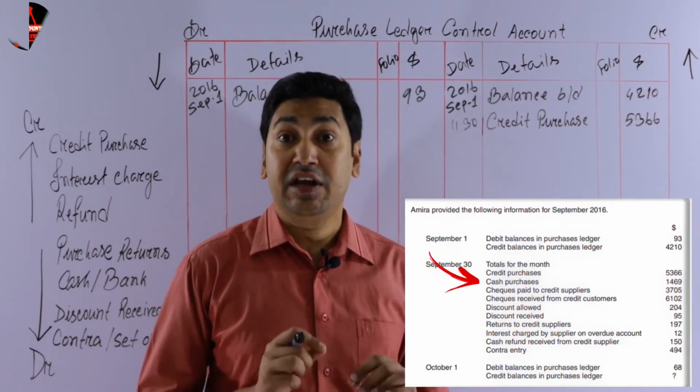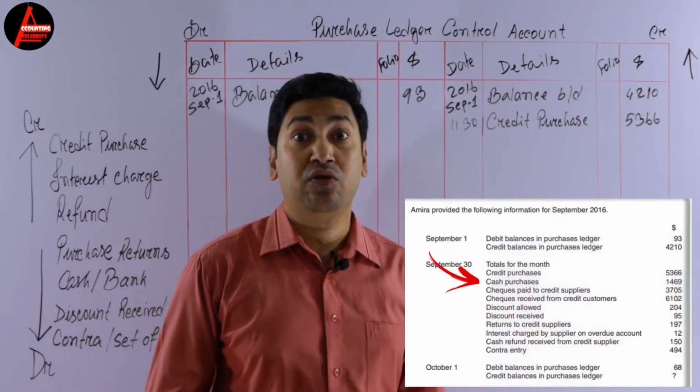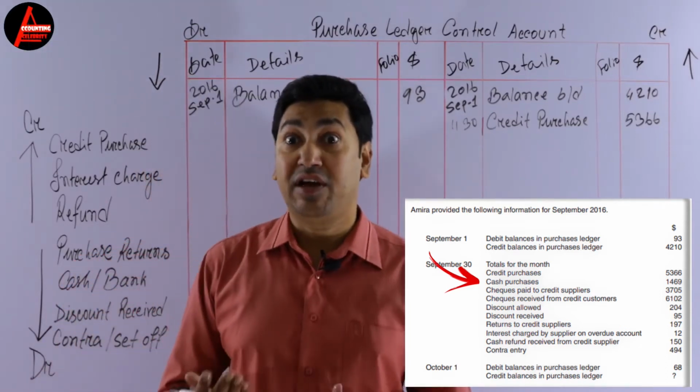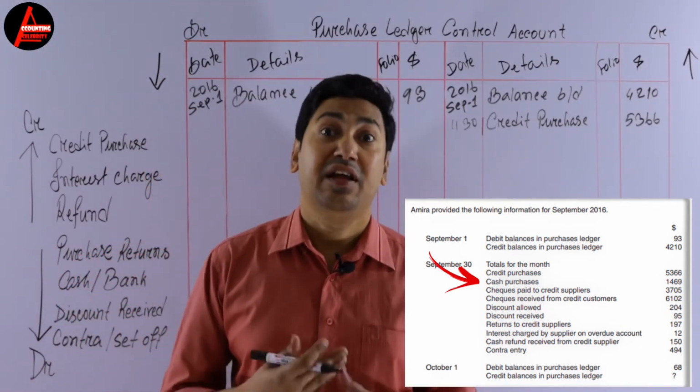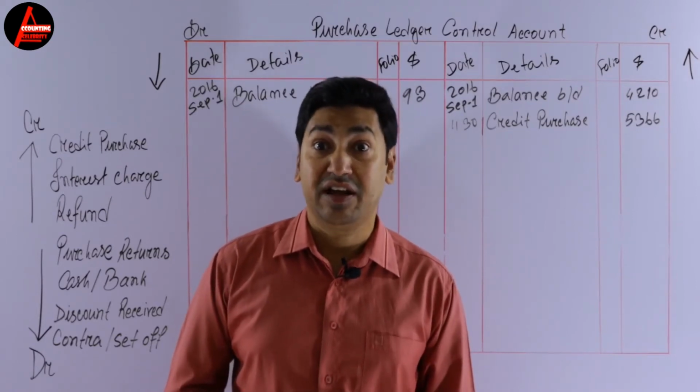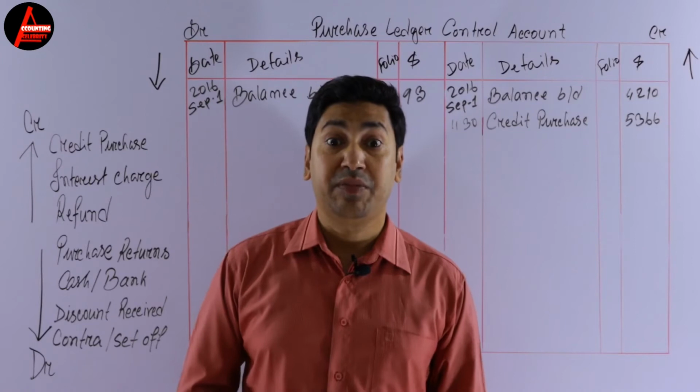So next one is cash purchase. Do not forget, cash purchase will never be included in this control account. You might be wondering then why this item is given here. Just to confuse you, just to check your understanding. So this item will not be here.